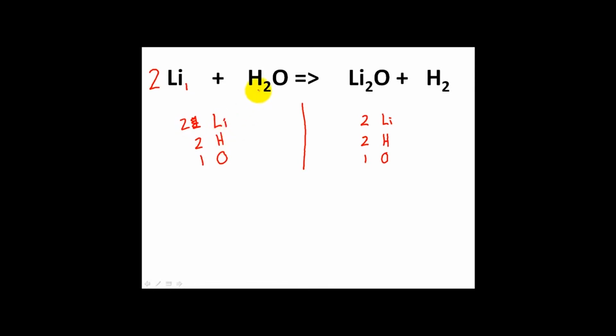Hydrogens. I have 2 over here, and I have 2 over here. So far they're balanced as well. And the oxygens, 1 and 1. So as I see here, the 2-1-1 combo is the same as the 2-1-1 combo over here. I have balanced my chemical reaction. I'm going to put 1s in here as the coefficients or the multipliers in order to satisfy this. So I have 2 lithium atoms that will react with 1 molecule of water to produce 1 compound of lithium oxide and 1 molecule of H2. It's nothing more than a chemical recipe.